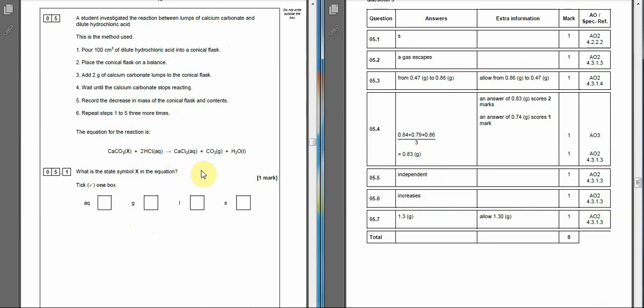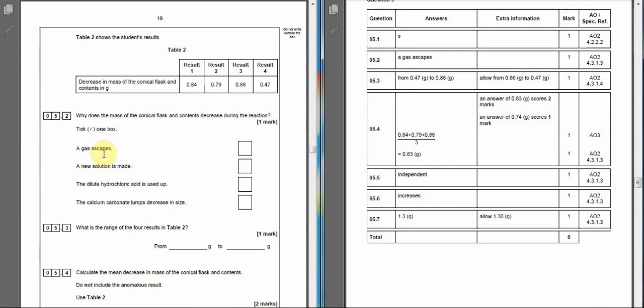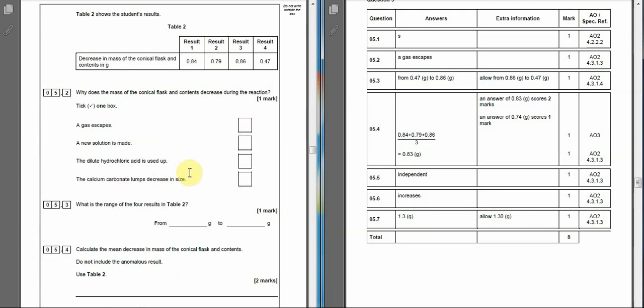Okay, now still looking at it just before we go to question 2. Notice that when we've got the products, we've got a solution, a liquid and a gas. So why does it lose mass? It's going to be because the gas escapes. Okay. 5.3, easy maths link here.